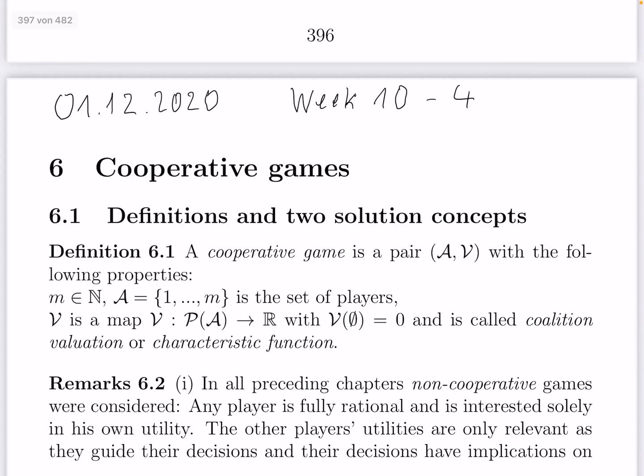Welcome to the course on game theory in the autumn term 2020 at the University of Mannheim. This is the fourth video of week 10. Here we come to chapter 6 on cooperative games.